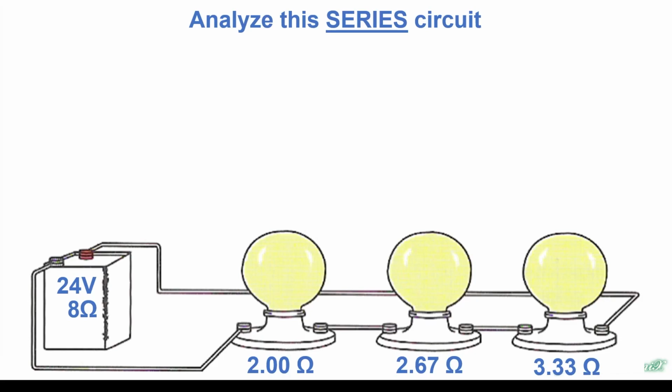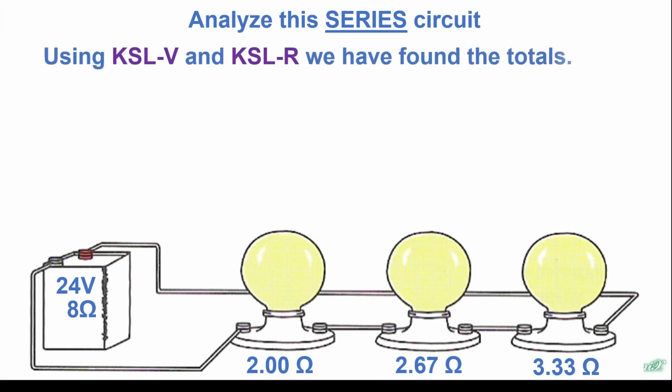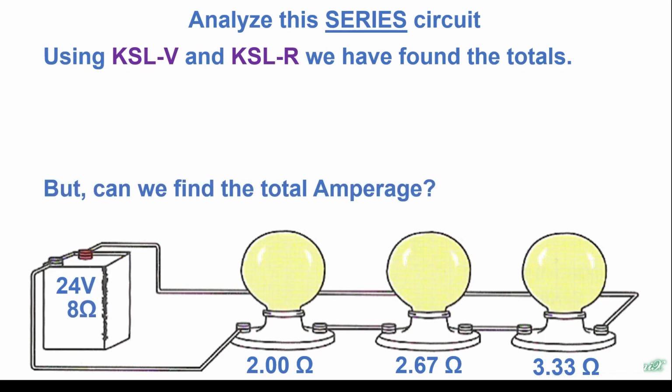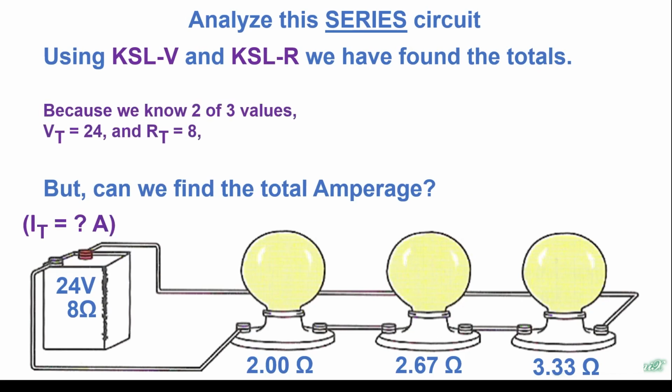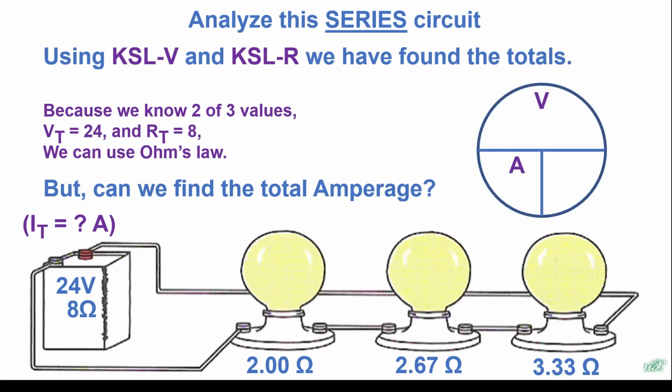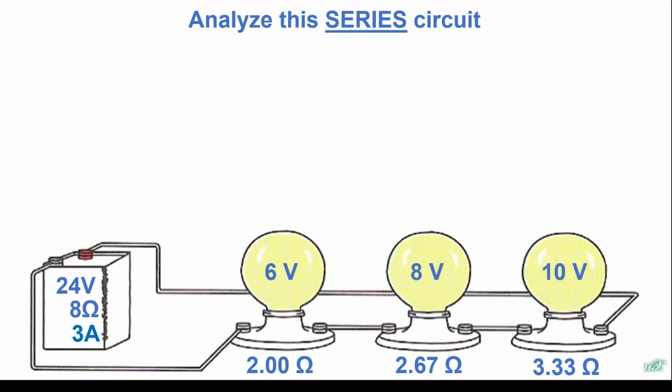Okay, analyze this series circuit. Using KSLV and KSLR, we have found the totals for this circuit. We know that the volts are 24 volts and the ohms are 8 ohms total because we added them both up. We know 2 out of 3 values, so since we know that the voltage is 24 and the resistance is 8, we can find the total amperage by using Ohm's law circle. We put the 24 in, we put the 8 ohms in, and we find that the total amps at the battery, which is where the total amps are always at, is 3 amps.